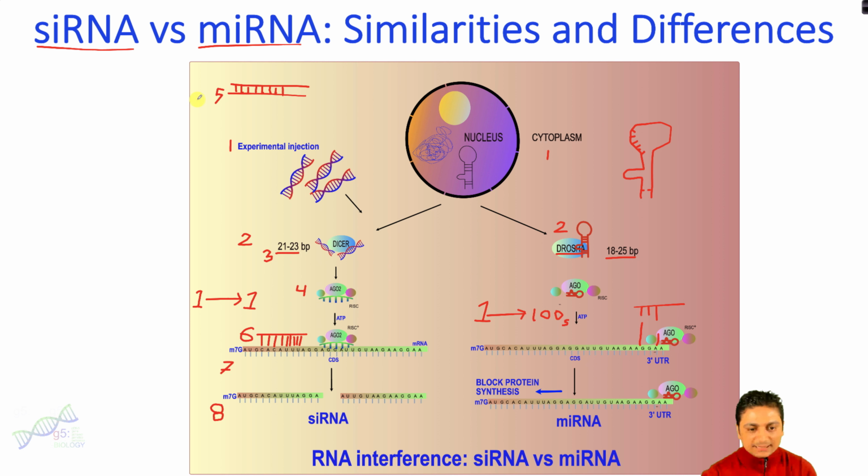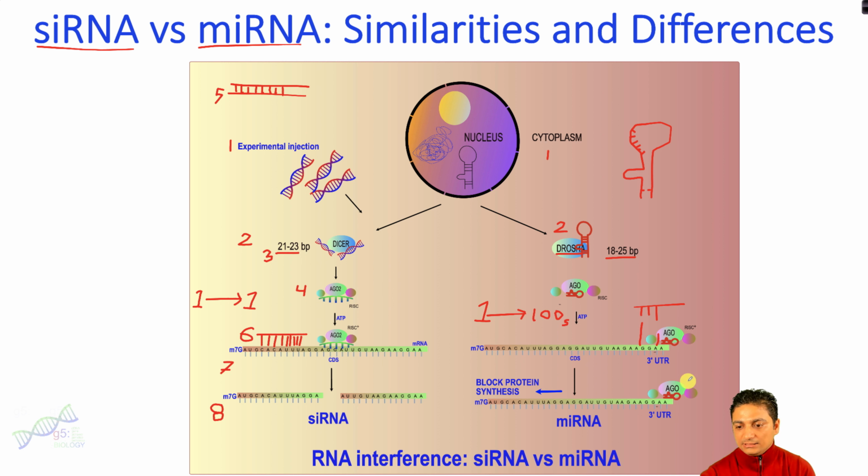So in siRNA, what happens? This mechanism cleaves the mRNA into smaller pieces at the place of attachment. So it will cleave the mRNA. However, this doesn't happen in the miRNA mechanism.